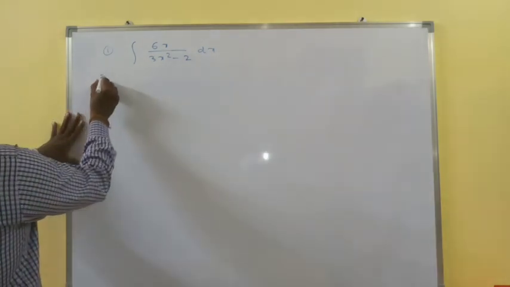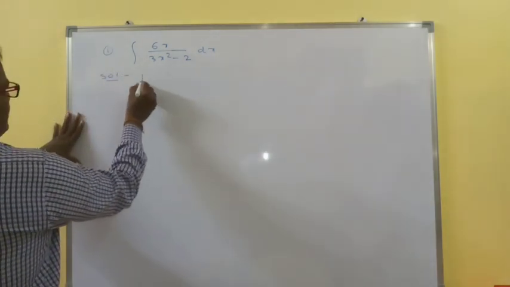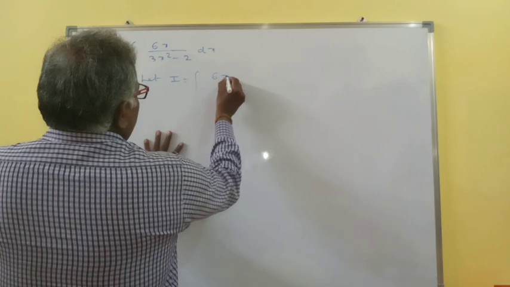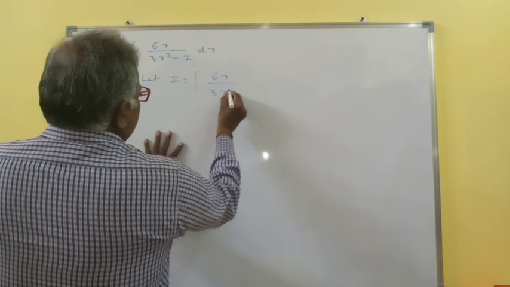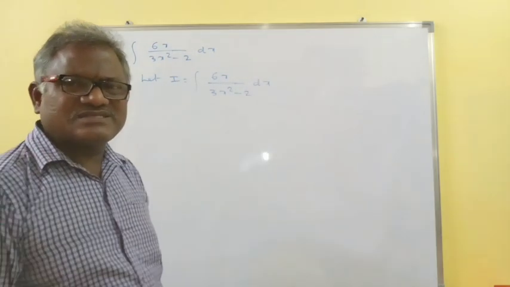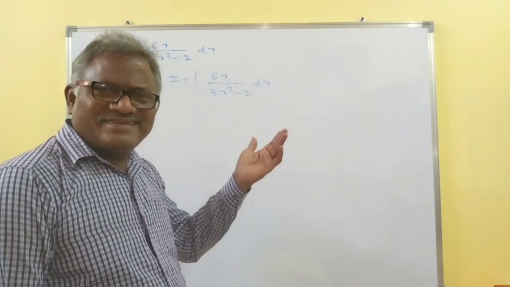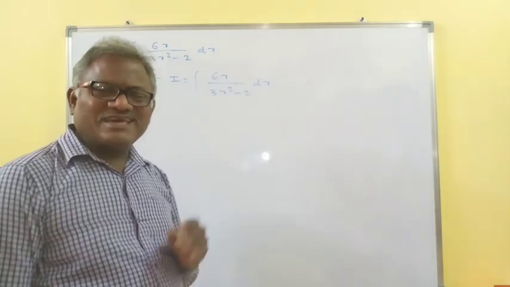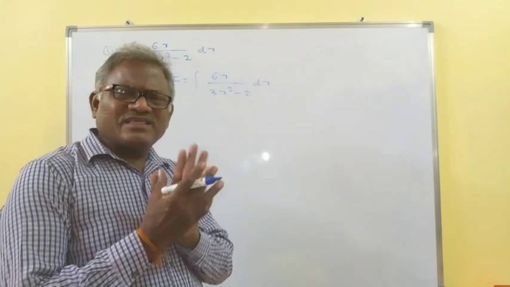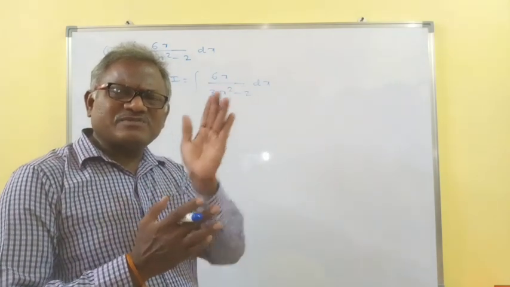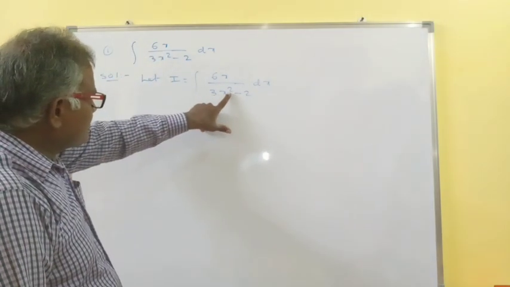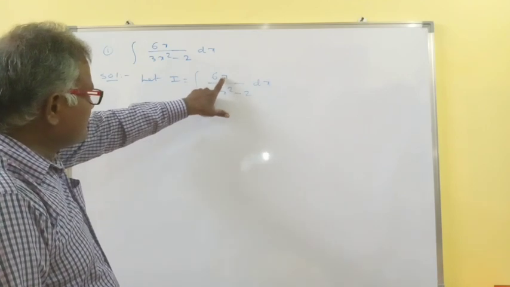Okay, so solution: let I equal the integral of 6x by 3x square minus 2 dx. First of all, whenever this form is there, for a few seconds you have to think whether it is a known form or not. Known form means f dash x by f of x form is there or not. Here if you observe, the derivative of x square is 2x, and 2x into 3 gives 6x.